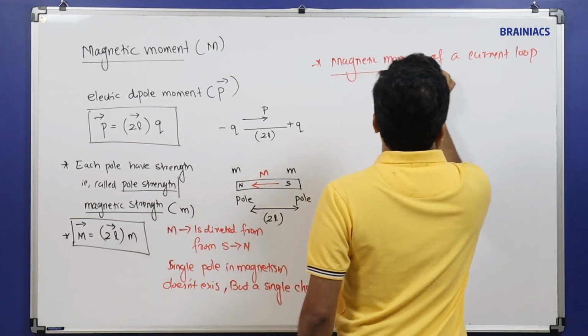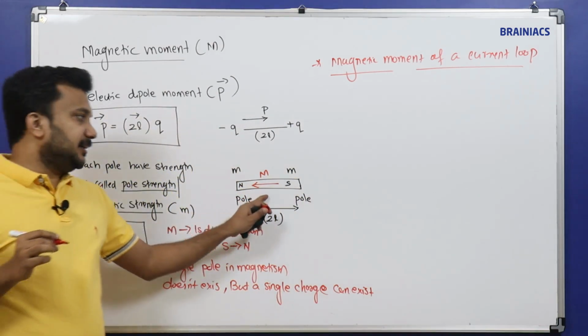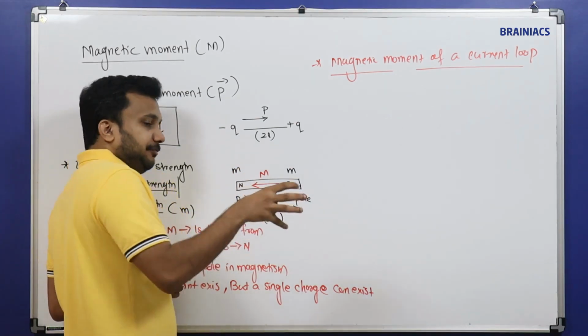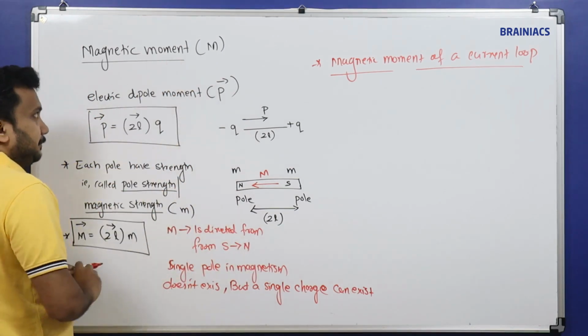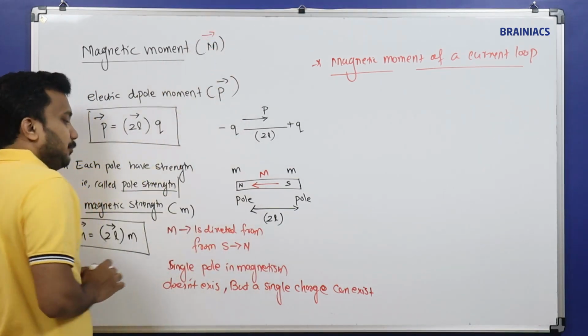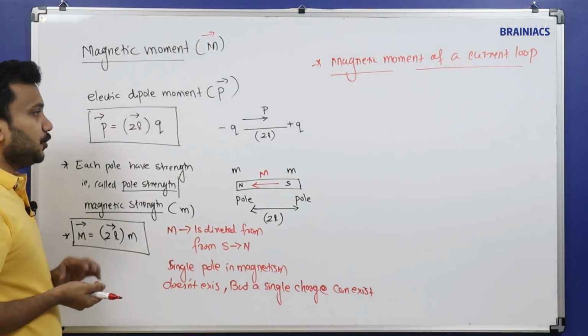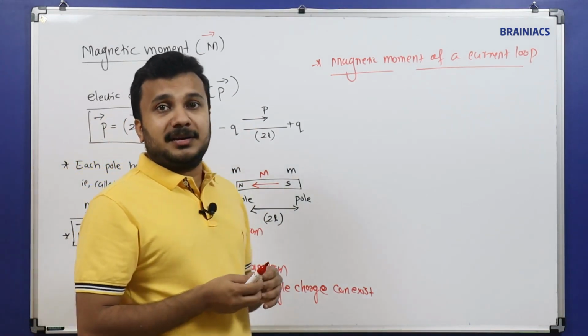of a current loop. So here we have a magnet, which will have north and south poles and a pole strength of M, and that will give rise to a magnetic moment, M, a vector quantity. In vector notation, M equals 2l into m. So this is a permanent magnet. How can I create an electromagnet?